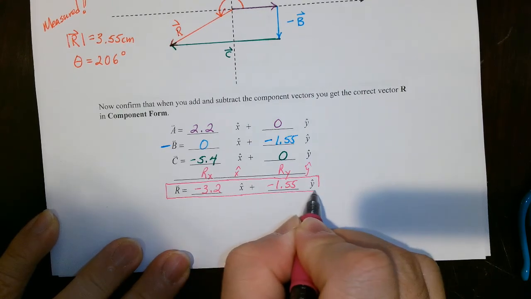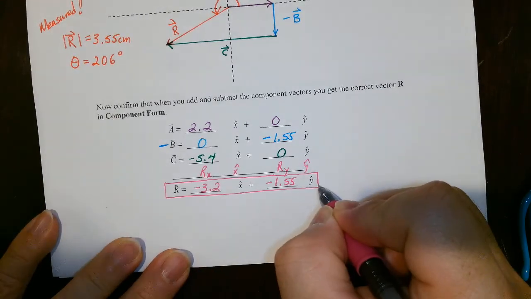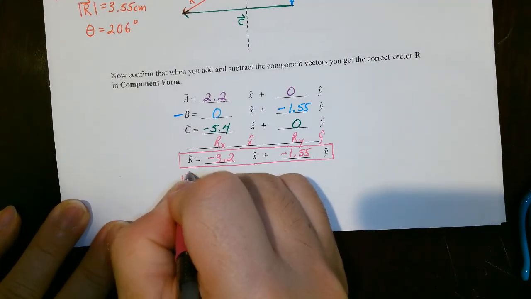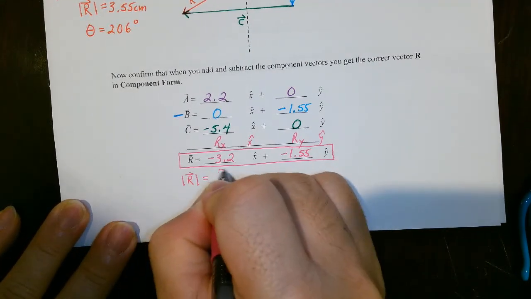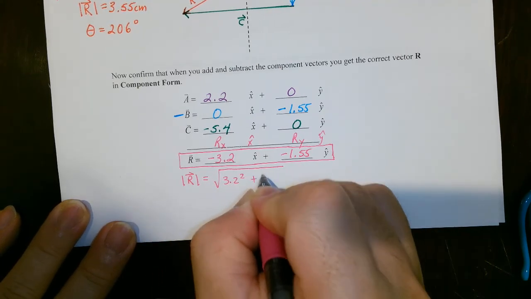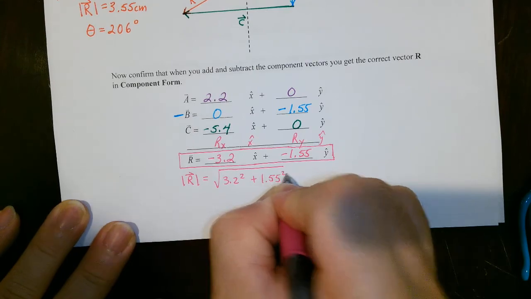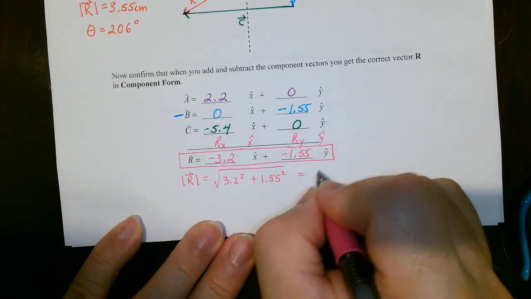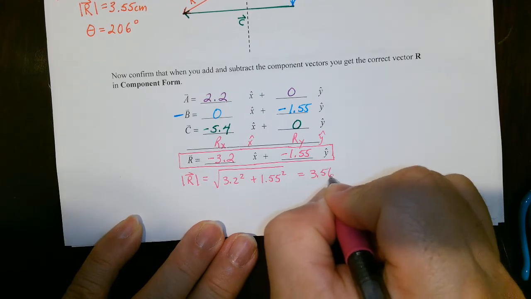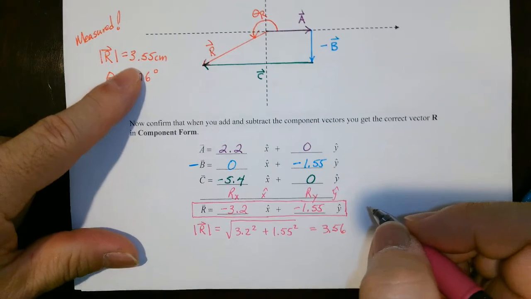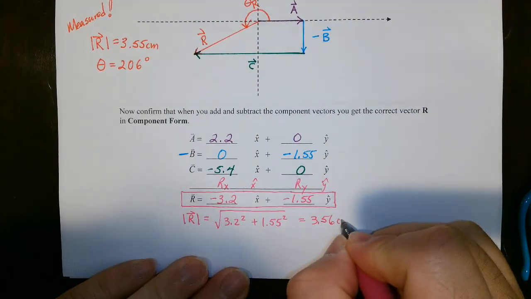But let's take one step further and go for polar form. So my r is equal to square root of 3.2 squared plus 1.55 squared. And when I find the magnitude of this calculated one, it is 3.56 centimeters, which is pretty darn close to what we measured over there, 3.55, right?